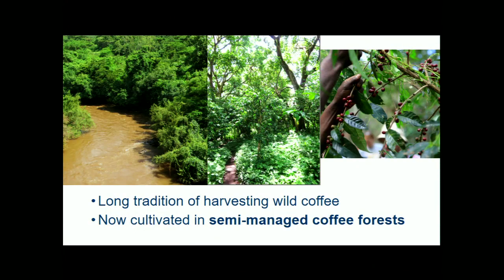2009. There's a long tradition of coffee harvesting within Ethiopia. So coffee grows wild in these forests and traditionally would have been harvested from beneath the canopy. It's now cultivated in these semi-managed coffee forests, so the coffee will be grown under natural forest, but the trees will be thinned to allow extra light, and shrub will be cleared to maximise the yields. But it's a pretty low-intensity agroforestry system.